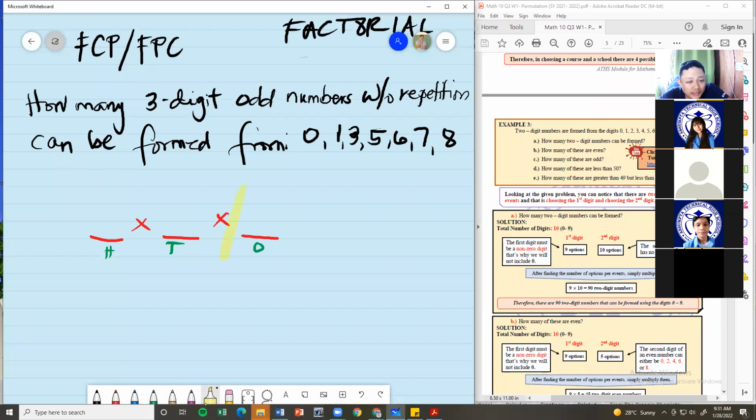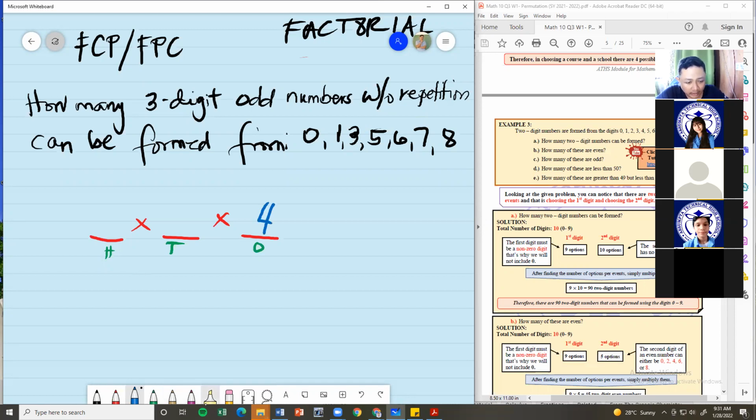Okay, let's now start. So therefore, how many digits can be used for the ones? Again, why do we start with ones here? Because we are talking about odd numbers. Okay, lagi tayong doon magsisimula kapag odd and even yung pinag-uusapan natin. So therefore, how many? 4, correct. And what are those digits? Just to qualify. What are those digits? 1, 3, 5, and 7. Perfect. So we have here 4.